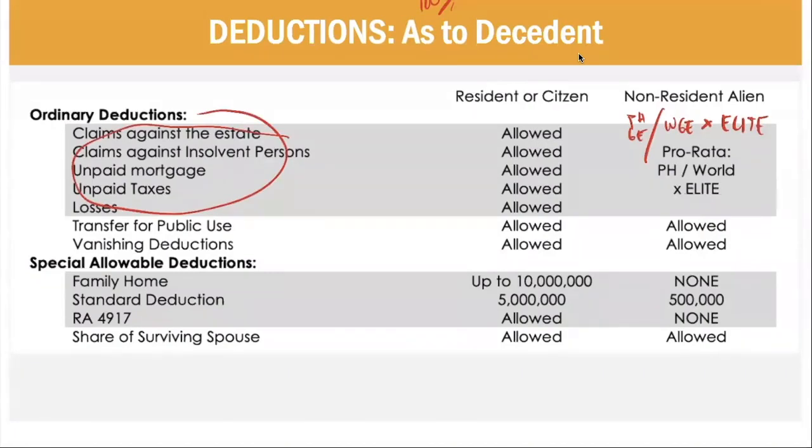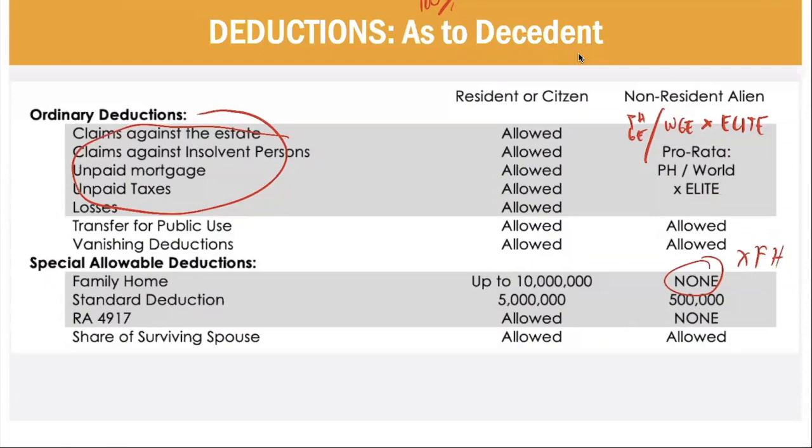Next, transfer for public use and vanishing deductions, they are the same. They are allowed, whether resident or citizen or non-resident alien. For special allowable deductions, family home, for resident or citizen, you can deduct up to 10 million. For non-resident alien, none. Sir, bakit wala sa non-resident alien? Kasi nga, they are non-resident. Why do they have a family home here in the Philippines? Diba? Why will you give a family home deduction to a non-resident? They are considered not resident here, and they are considered alien. So why will you give them a family home deduction?